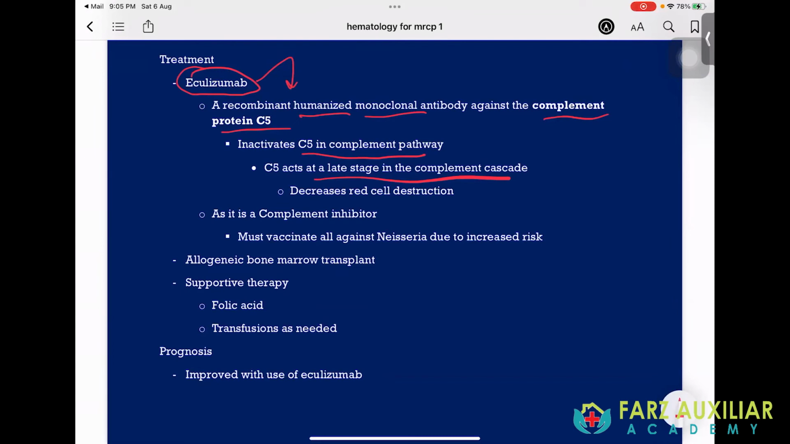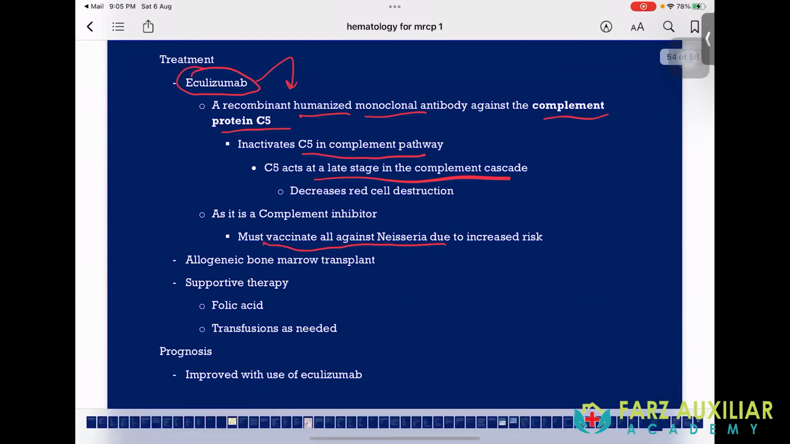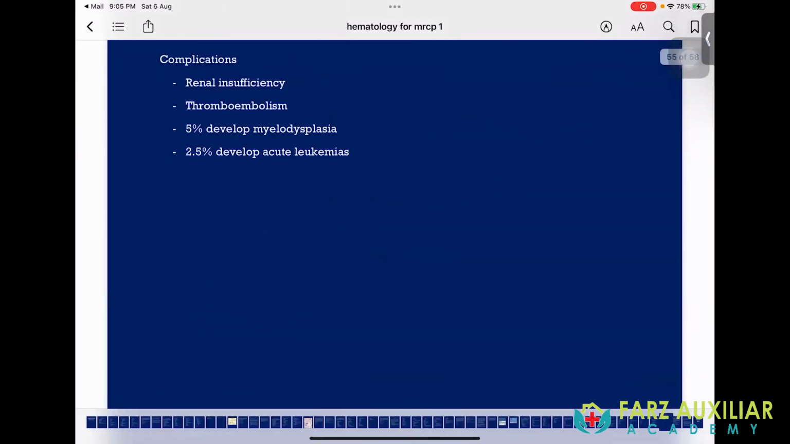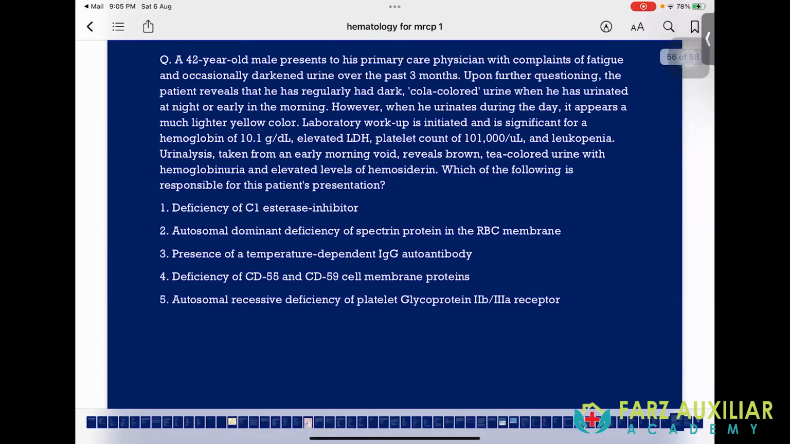But this complement is also important to protect us from capsulated organisms. So you should treat a patient who is on eculizumab as if you are treating a patient who has had a splenectomy done. So you must vaccinate all the patients against Neisseria and pneumococcus due to increased risk. The definitive treatment would be allogenic bone marrow transplant. So give them new DNA based erythroblasts who can produce more RBCs of the normal nature. Supportive therapy is folic acid and transfusions as and when required. And definitely there is an improved prognosis with eculizumab.